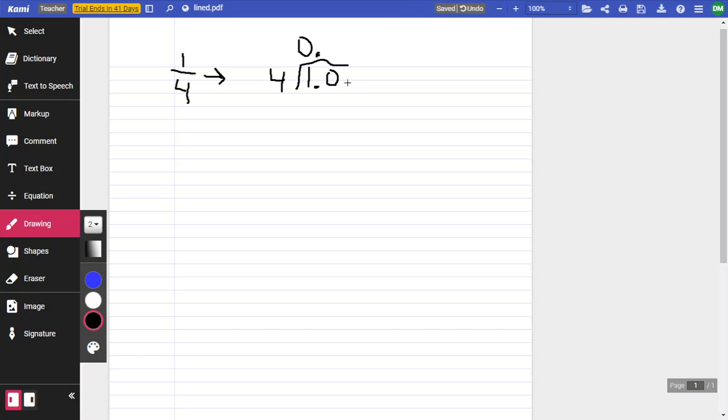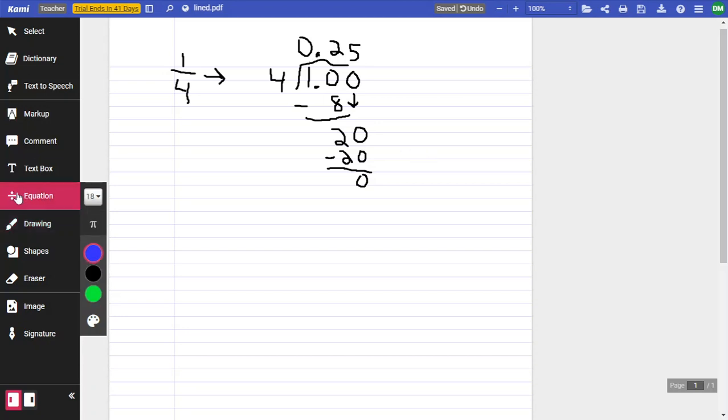But then 4 does go into 10 two times. 2 times 4 is 8. So we subtract that, and we end up with a 2 left over. And my goal here is to get a remainder of 0. So I'm going to have to make another 0 and bring this down. And then 4 goes into 20 5 times. 5 times 4 is 20. So now we have the 0 remainder that I was looking for, and we can say that 1/4 is equivalent to 0.25. So we've got 1/4 is equal to 0.25.